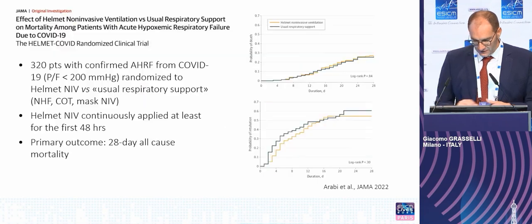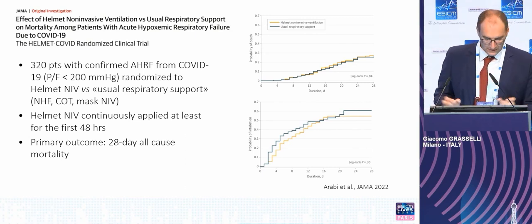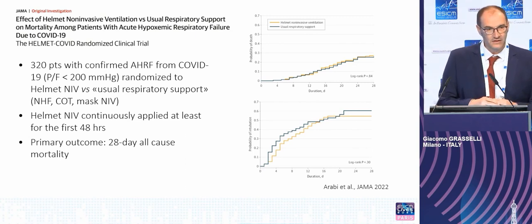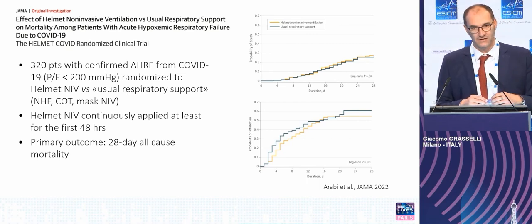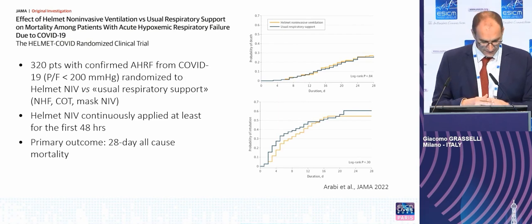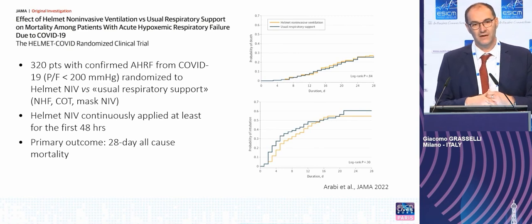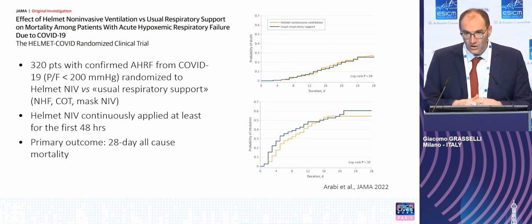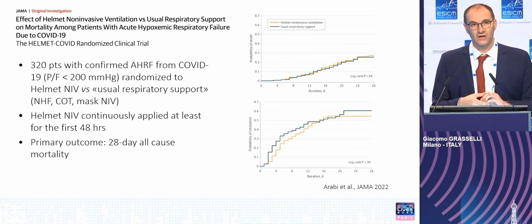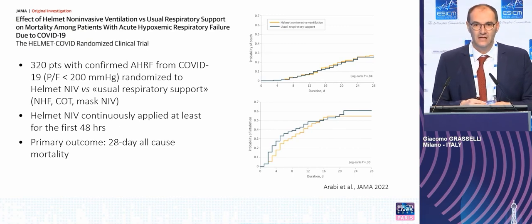And the last study has been shown already, is the Arabi study published in JAMA. This is a study on the helmet as the interface, because the comparator is usual respiratory support, which was a mixture of standard oxygen, nasal high flow, and face mask NIV, and the helmet was applied continuously for the first 48 hours. The primary outcome was mortality, and this study did not show difference in mortality or in the intubation rate. So we do not have definitive data on which interface is better.